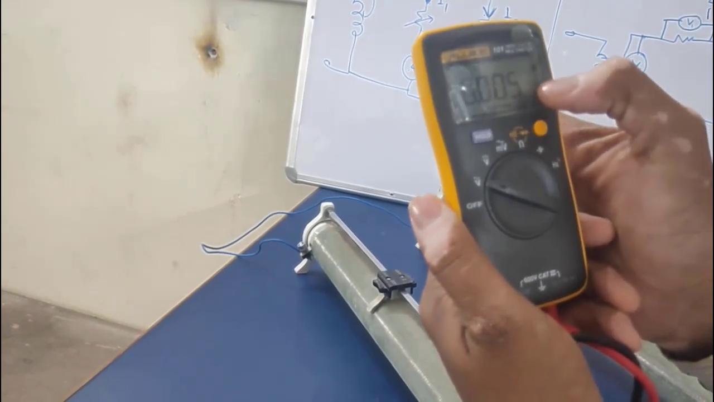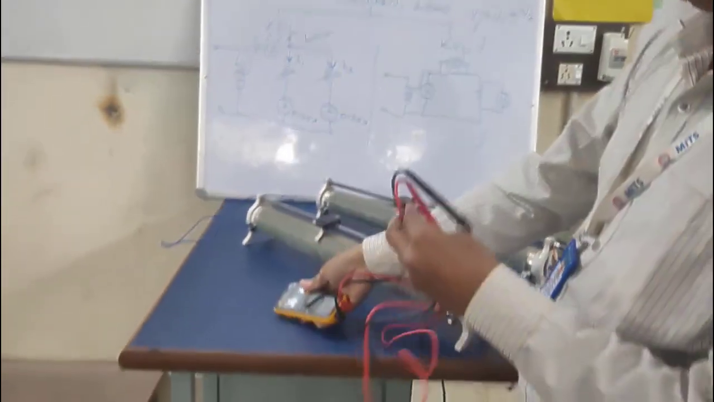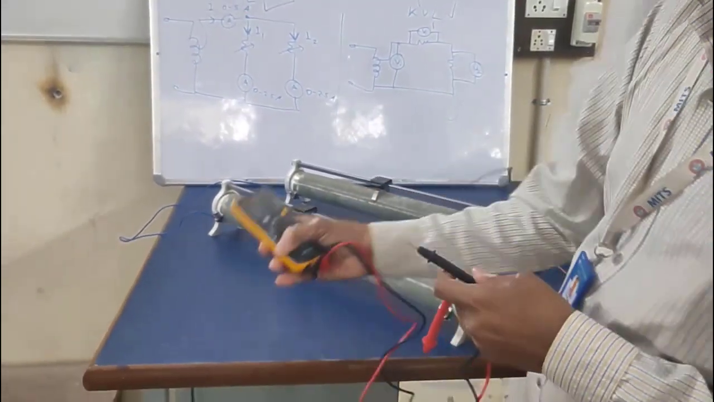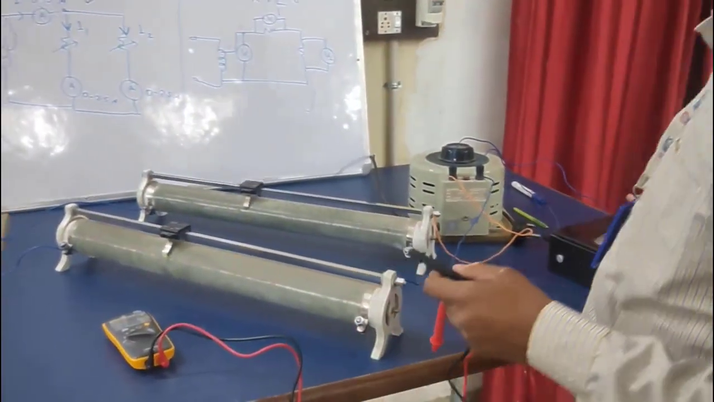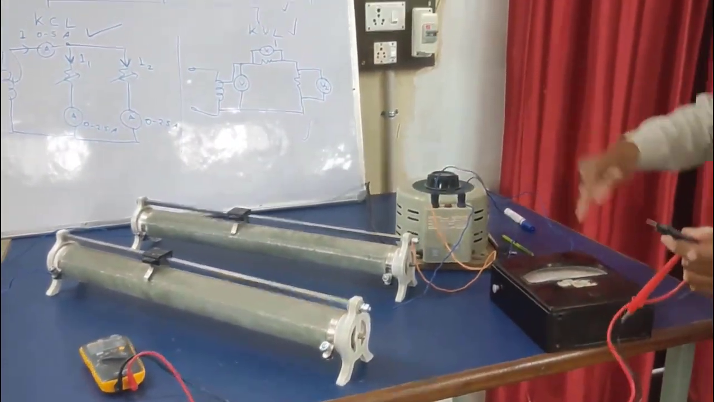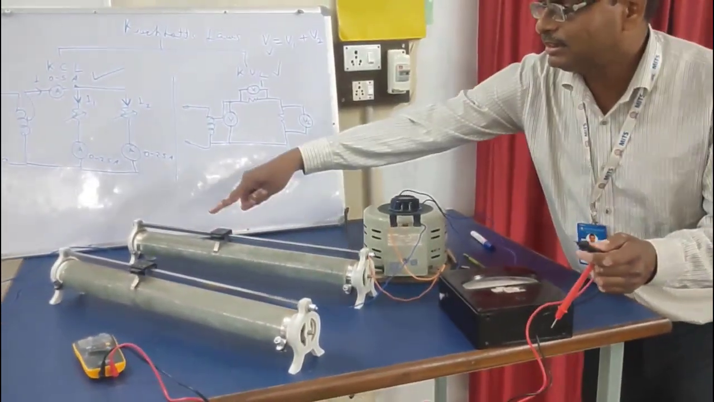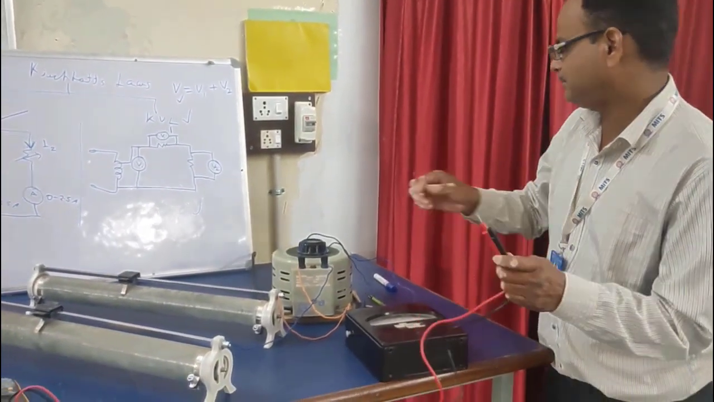So we set the 0 value. And just connect these two leads across the elements in which we have to find the voltage. So these two resistors are connected in series. The total voltmeter is connected here for measuring the supply voltage V, and across these two resistors we measure the values of V1 and V2.